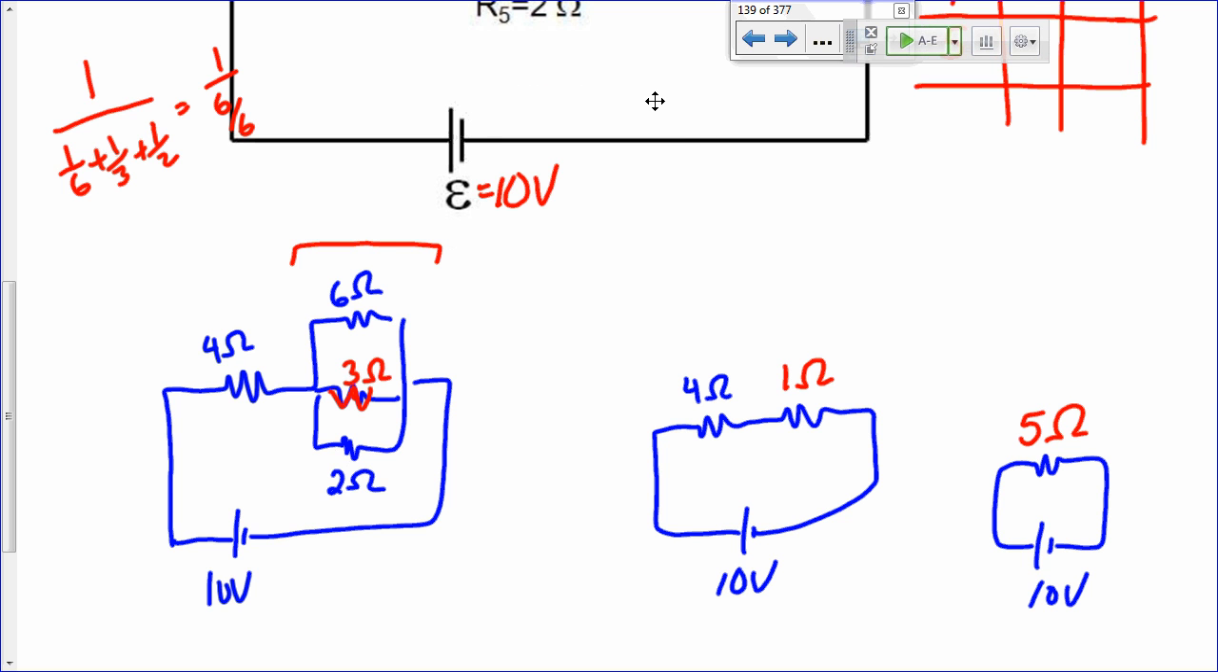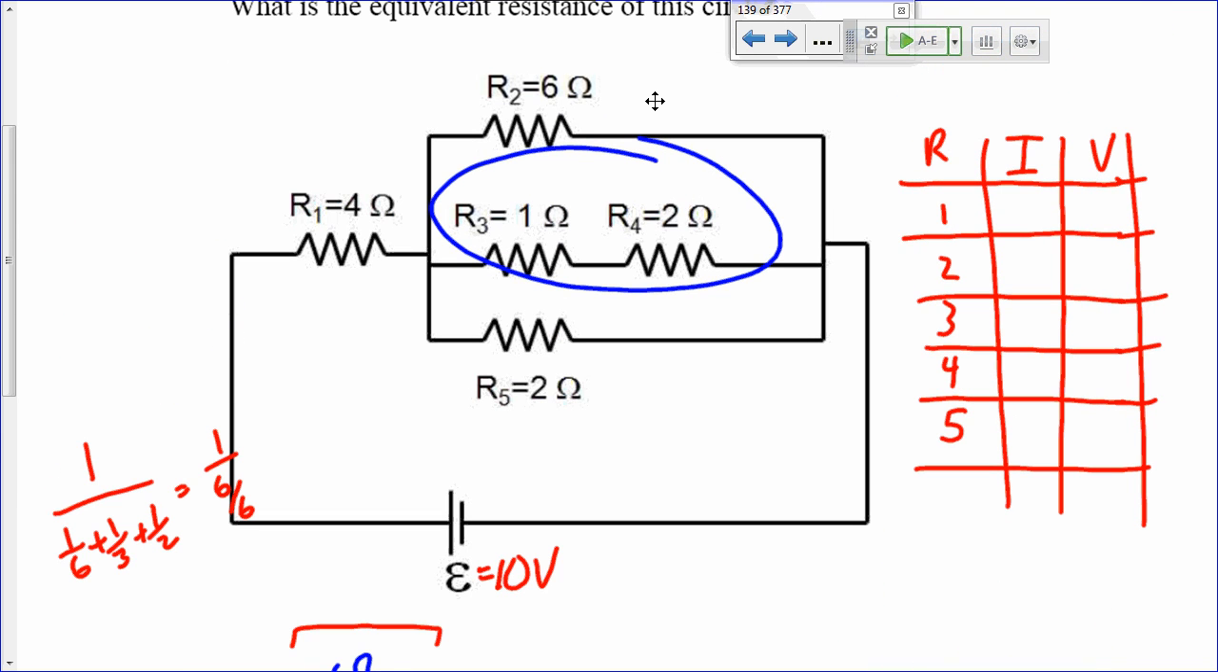Right. Now I can start filling in some things. What is this current right here? Right, that's 10 over 5, which is equal to 2 amps. That gives me a current that I can start filling in. What's the first current I can fill in? Right, R1 has to be 2 amps, because I know that I have 2 amps coming up off of that battery, and that's going to be the current that goes through that first resistor, because there are no breaks in the circuit. Likewise, that will give me my voltage, which is going to be 4 times 2, or 8 volts.